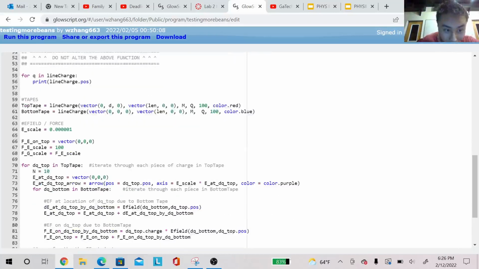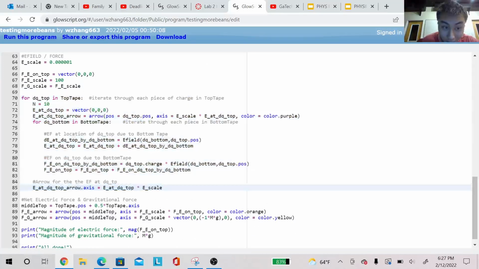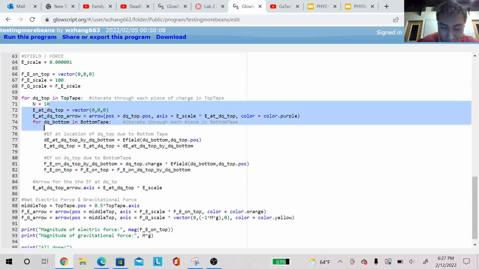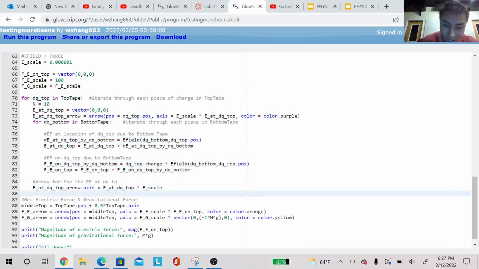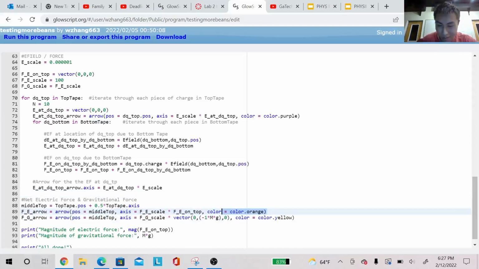Now, with that information, let's hop straight into the main meat and potatoes of this code. For each little small charge in this top tape over here, I want you to take superposition principles and return the summation of each of these and represent it through some pretty cool arrows. Orange will be the electric field summation from superposition, and yellow will be the mass and gravity.